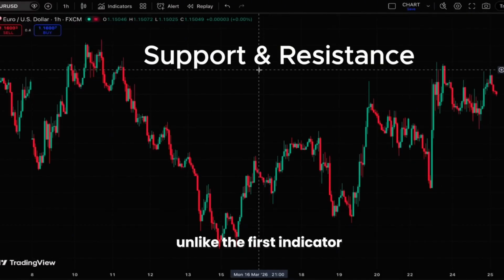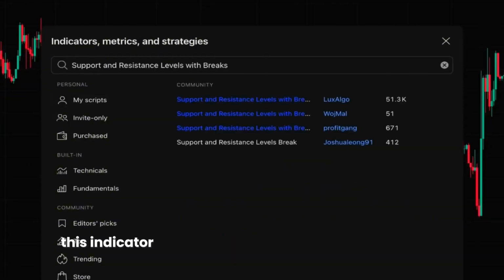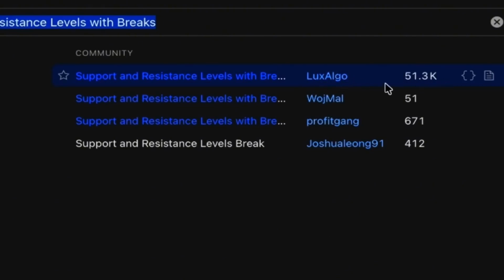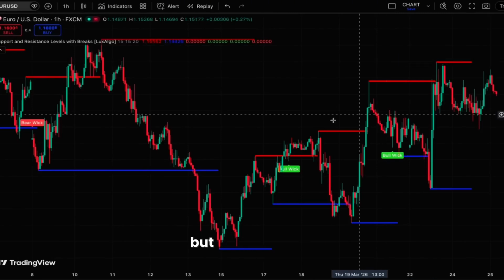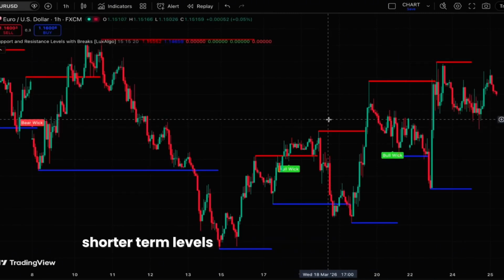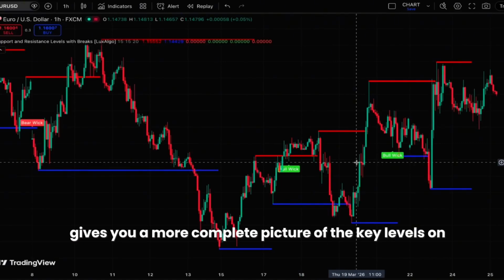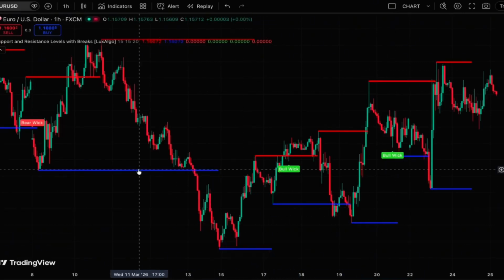Unlike the first indicator, which focuses primarily on larger price swings, this indicator also accounts for shorter-term price swings occurring within trends. This means it displays not only the major support and resistance levels, but also the smaller, shorter-term levels that form inside ongoing trends. Using both of these indicators together gives you a more complete picture of the key levels on your chart, covering both the macro and micro structure of price action simultaneously.